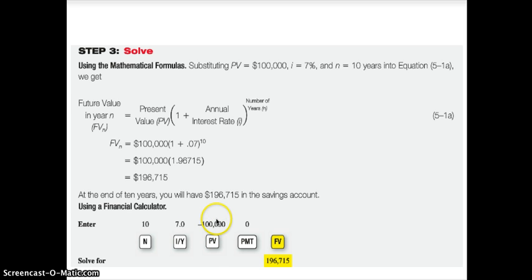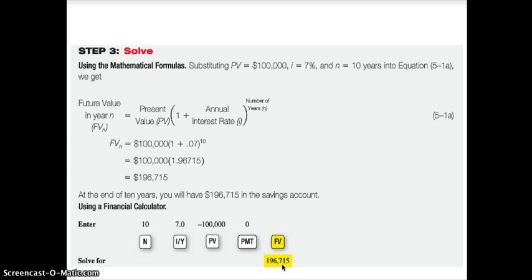That's an important thing to remember, simply because if you don't put a minus $100,000, when you go to calculate the future value, it's going to be a negative number, which isn't a big deal, but on a test, I might have, as one of the test question options, the answers, A, 196,715, B, minus 196,715, C, whatever that is, and D, whatever that is.